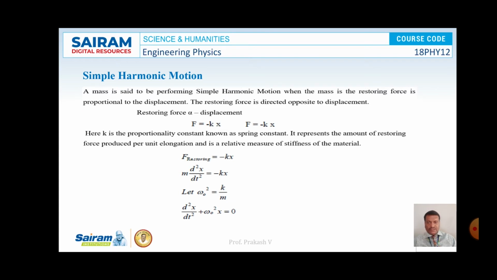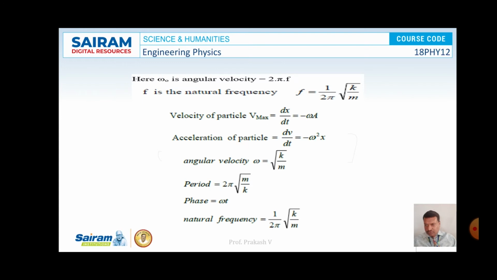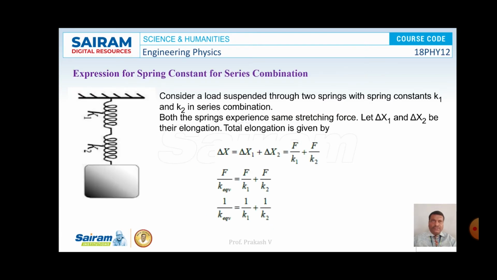Differentiating this, we get dx by dt is equal to a omega cos omega t. Differentiating again, we will get d square x by dt square is equal to minus a omega square sin omega t. Further, we can write d square x by dt square plus omega square x is equal to 0. So this is the differential equation of simple harmonic motion. That is, omega is equal to square root of k by m, and omega is called the natural frequency of vibration of the body. Now let us consider the expression for spring constant for series combination.